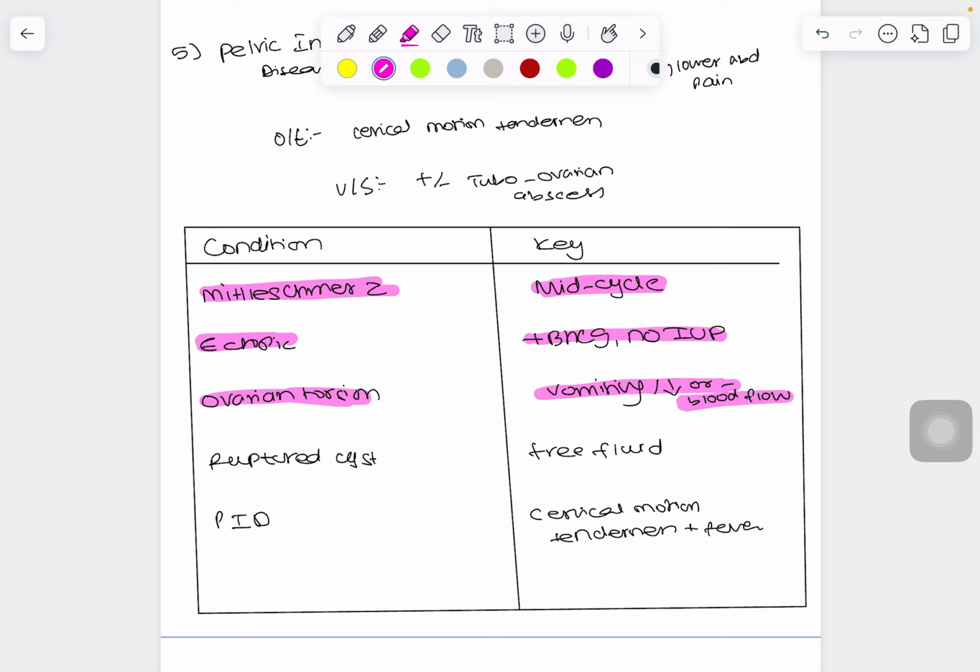Similarly, if it's a ruptured cyst, then the ultrasound findings will be that of pelvic free fluid. And last, we have PID. Key pointer to look out for in the question is cervical motion tenderness and fever.